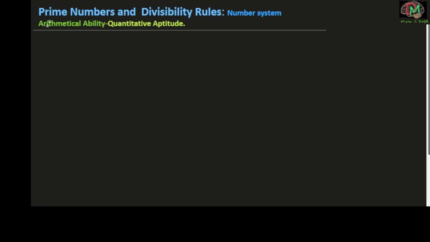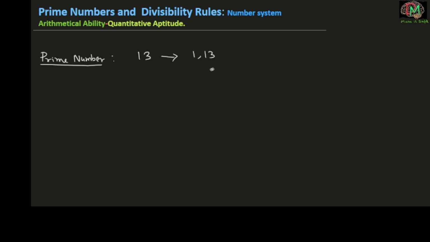First, we learn what is a prime number. Prime numbers are those positive integers that have exactly two factors, that is, the number itself and 1. So let's take one example, 13. Why is it a prime number? Because 13 has only two factors, that is 1 and 13. No other numbers can divide this 13.